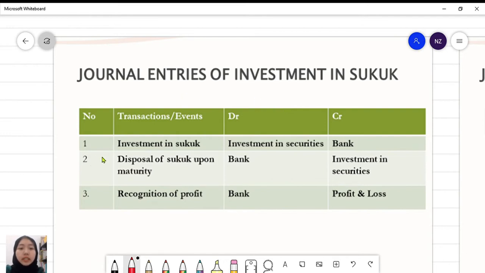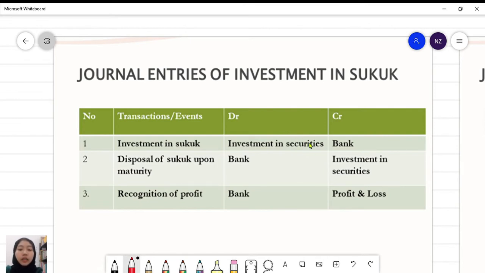The first journal entry is when we want to record the startup investment capital, or cost, in the sukuk. That is the investment in sukuk transaction. So when we first invest in sukuk, we open a new account which we debit, investment in securities. Securities here means the sukuk itself.